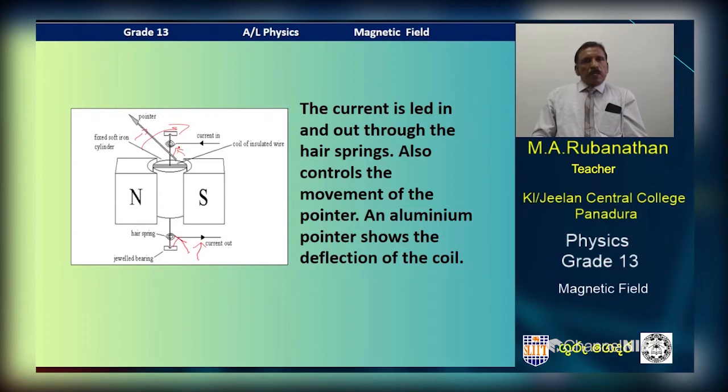This aluminium pointer is connected to this coil. Therefore, when the coil turns, this aluminium pointer also turns, so the pointer shows the deflection of the coil. We make this pointer from aluminium because aluminium isn't affected by the magnetic field. That's why we use aluminium here for this pointer.